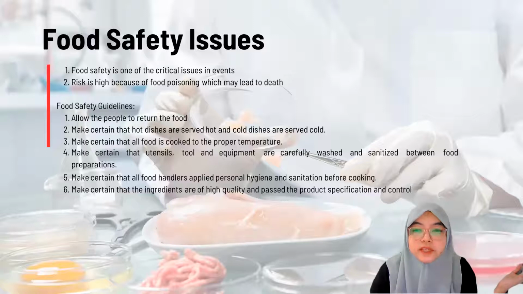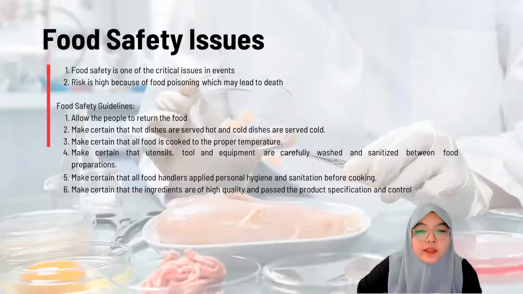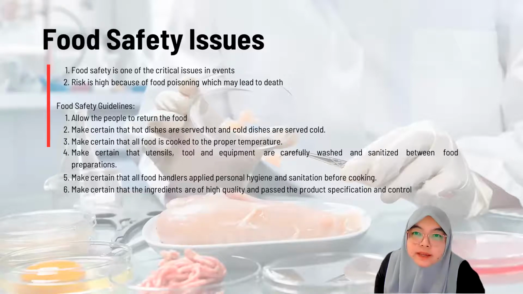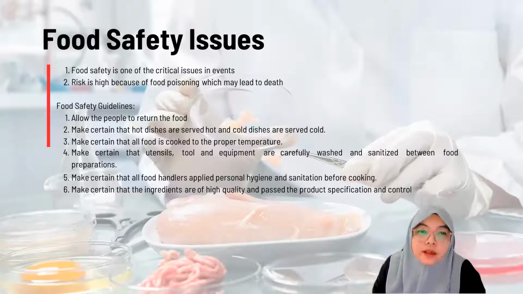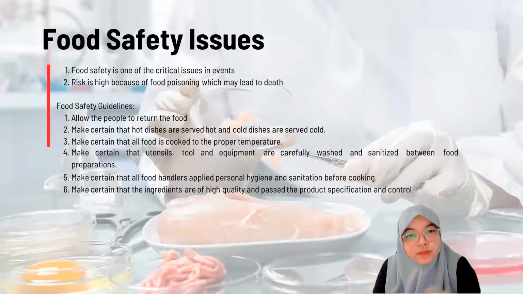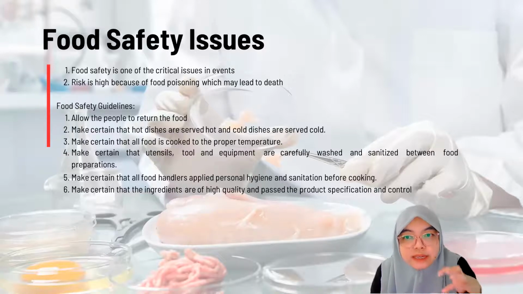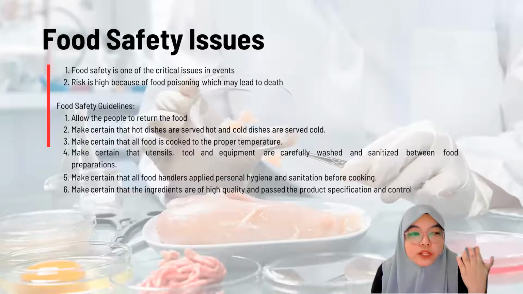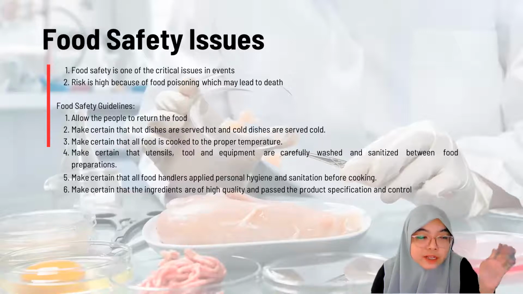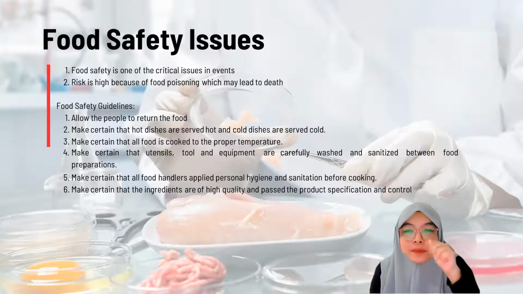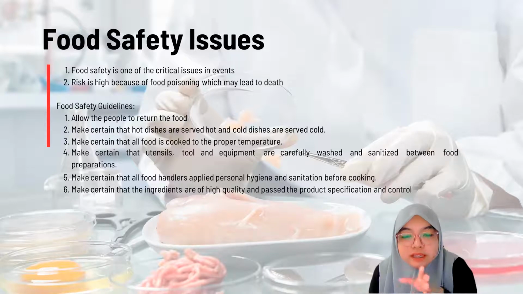We can check here, we have food safety issues. When you are attending any event involving food, for example, a wedding event, normally it comes together with food. It is one of the critical issues in events. The risk is high because food poisoning can lead to death. So as an organizer, you need to always check the safety of the food, and as a participant or spectator, you need to take safety measures and check whether the food is handled accordingly or not.